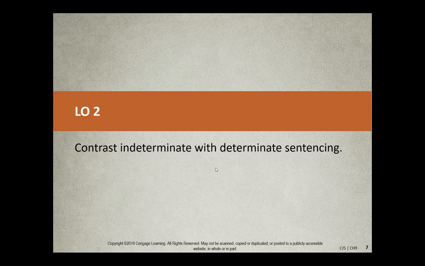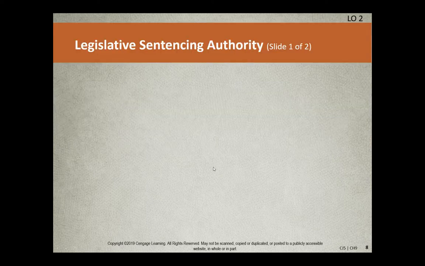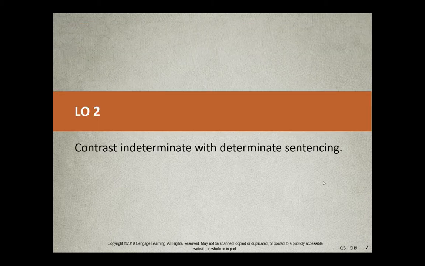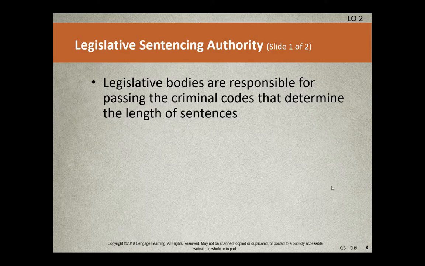So let's talk about the structure of the sentencing process. We're going to first talk about indeterminate sentencing, what it means and how it differs. We know that legislative bodies are responsible for the criminal codes that are passed and for determining the length of sentences. Indeterminate sentencing is the imposition of a sentence that prescribes a range of years rather than a specified number of years to be served. So if a certain crime gets you 10 to 15, that is the range. Penal codes with indeterminate sentencing policies set a minimum and a maximum that a person must spend in prison.